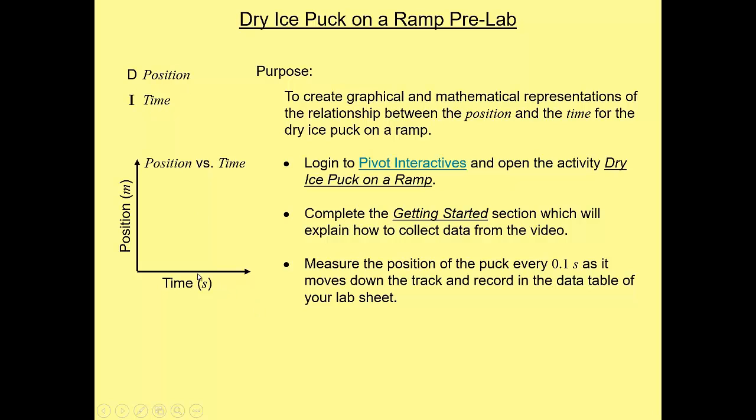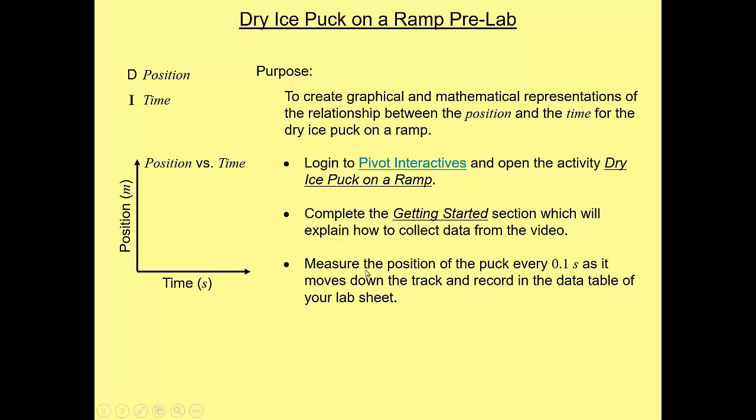Since time is the independent variable, it'll go on the horizontal axis, position on the vertical axis, and by the way, this should be centimeters, not meters. You'll see on your lab sheet that we're going to do this all in centimeters because that's what you measure inside of the program. So this will be a graph of position versus time.